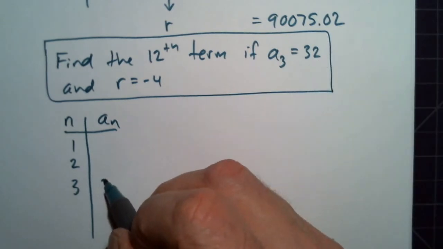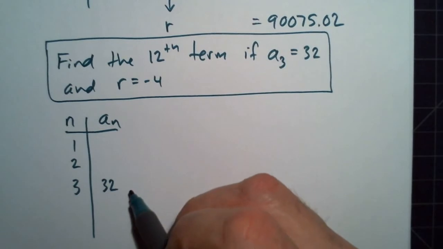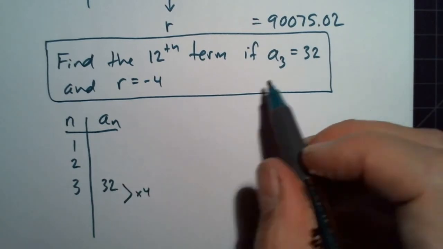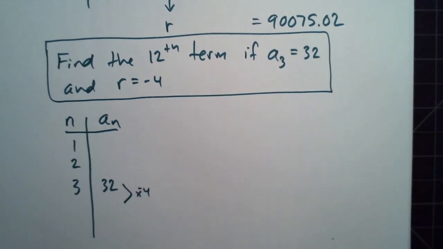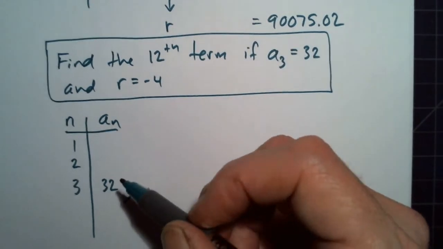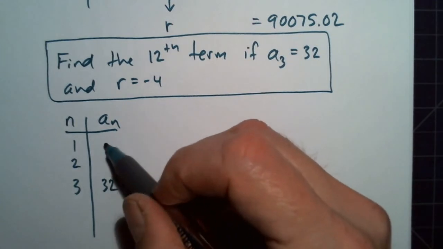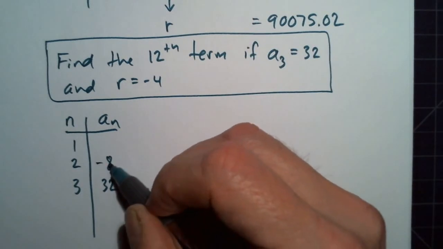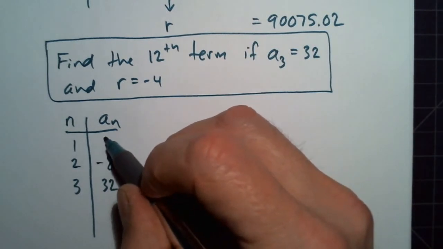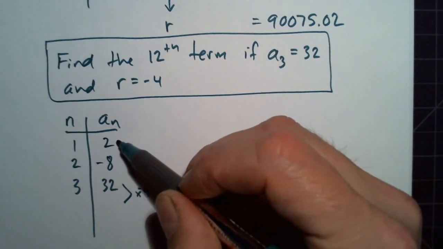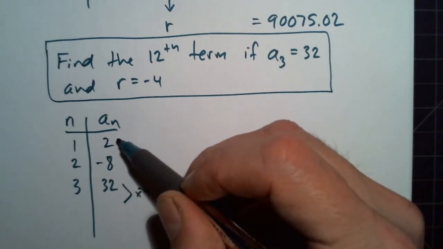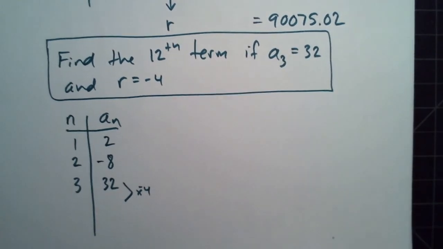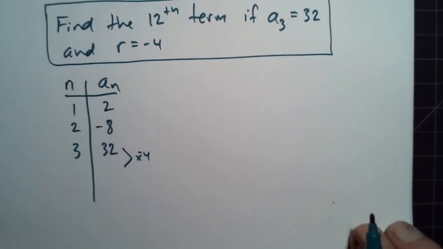Okay, the third term is 32, and we know that we are multiplying by -4 to get to the next term because they gave us the common ratio, -4. So we could just divide by -4 and work backwards, and that would give us a -8 if we divided by -4. Divide by -4 again, we have 2. To check, we'd want to make sure that when we multiply by -4, we're going from 2 to -8 times -4. So that's the correct, those are the correct terms.